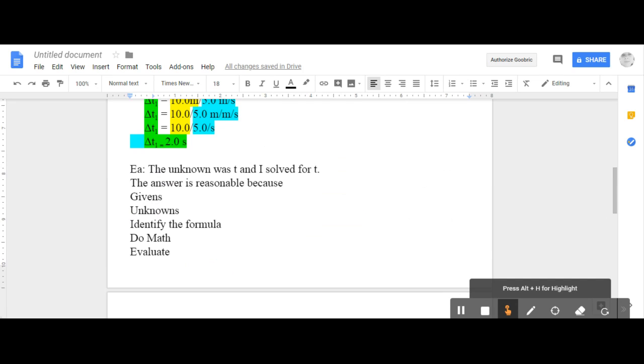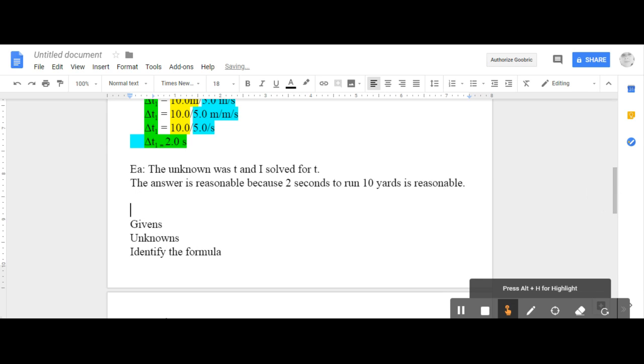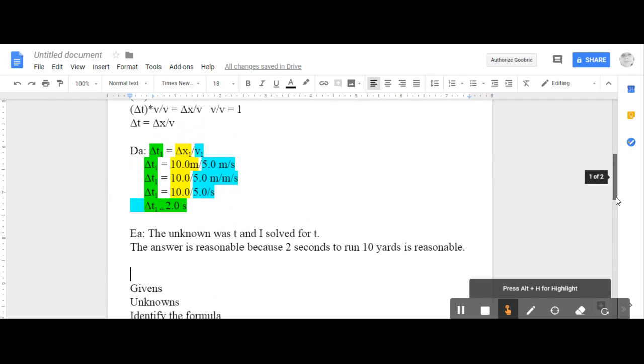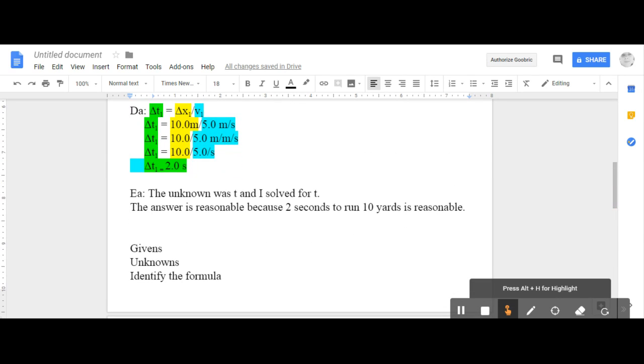So this answer is reasonable because 2 seconds to run 10 yards is reasonable. If this was 2 hours, that would probably be unreasonable. If this was 2 minutes to run 10 yards, that would probably be unreasonable. But 2 seconds, 10 seconds, right? Even 10 seconds is kind of long. But even still, 10 seconds is much more reasonable than 2 minutes, right?